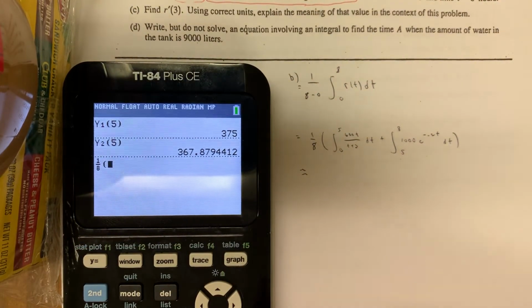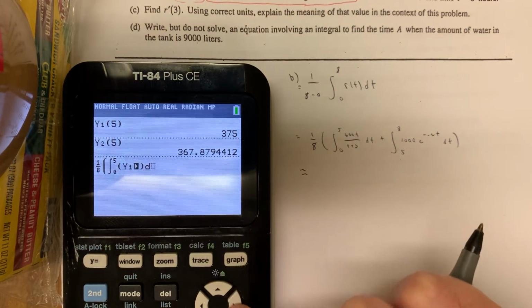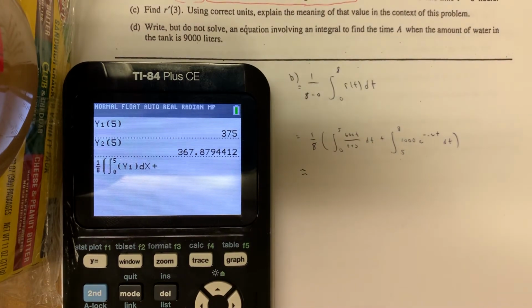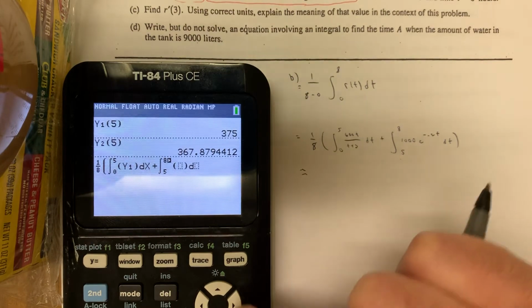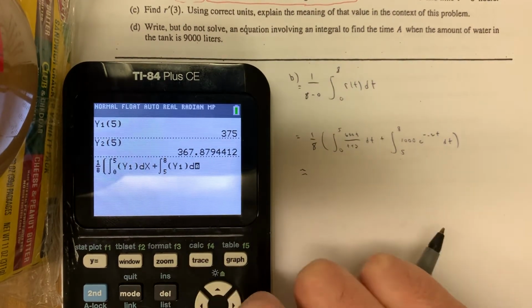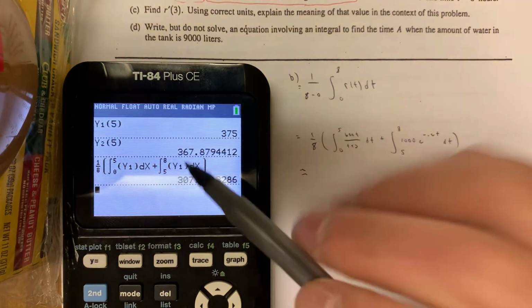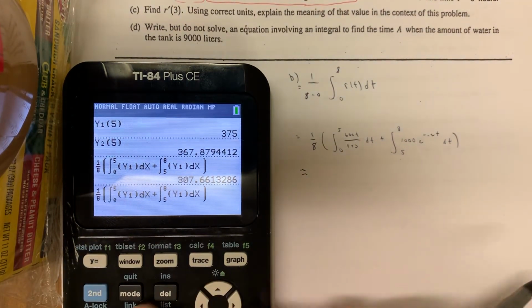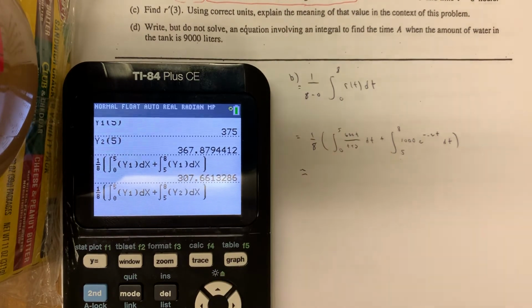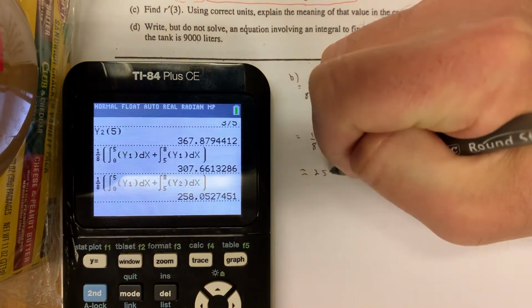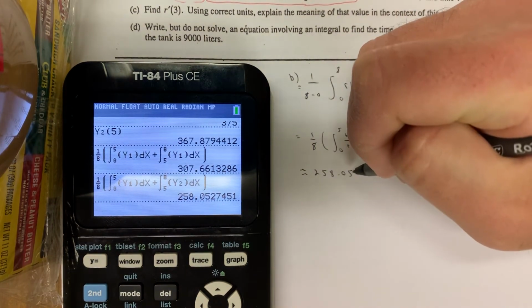Here's my 1/8, parenthesis, math 9, integral from 0 to 5 of what I have in y1 with respect to x, and then plus math 9, integral from 5 up to 8 now of whatever I have in y1. And don't forget to close those parentheses. Okay, it looks like I'm going to get 307.661. Why is that different from the answer that I got on my... oh, you know why it's different, right? Because I put a y1 in here when I should have put y2. My apologies there. All right, 258.053.